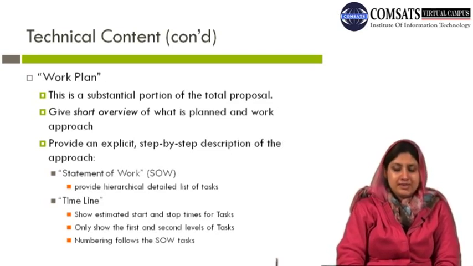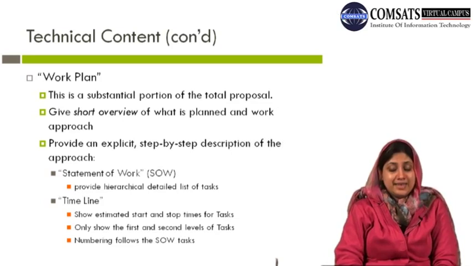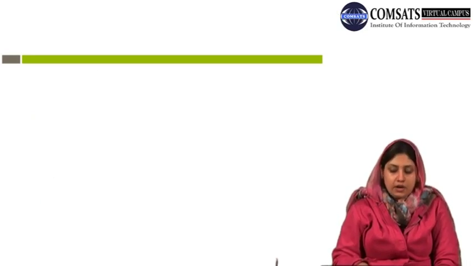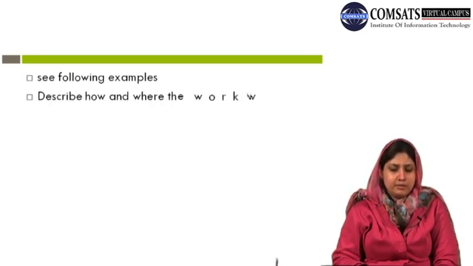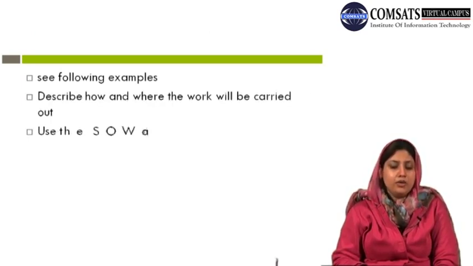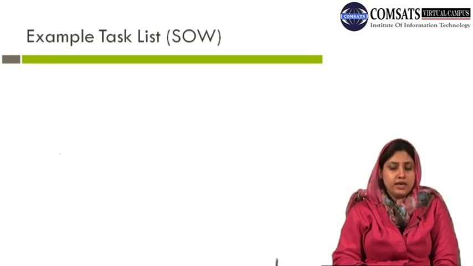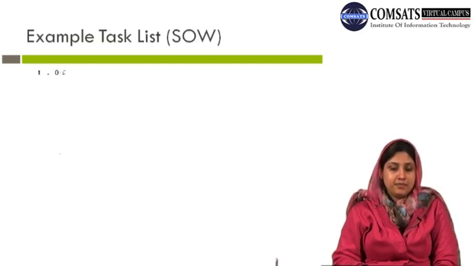So show estimated start and stop times for tasks, and only show the first and second levels of task. Don't go into the detail that is unnecessary. And numbering follows the statement of work. All right, now look at the following examples. Describe how and where the work will be carried out. Use the SOW and timeline for weekly or monthly updates.